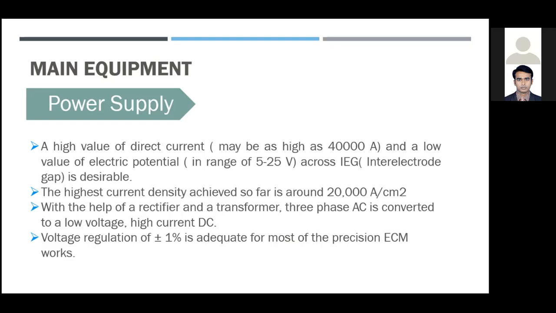With the help of rectifier and transformer, three-phase AC current is converted into low voltage high current DC current. Voltage regulation of 1% is adequate for most of the precision ECM works.